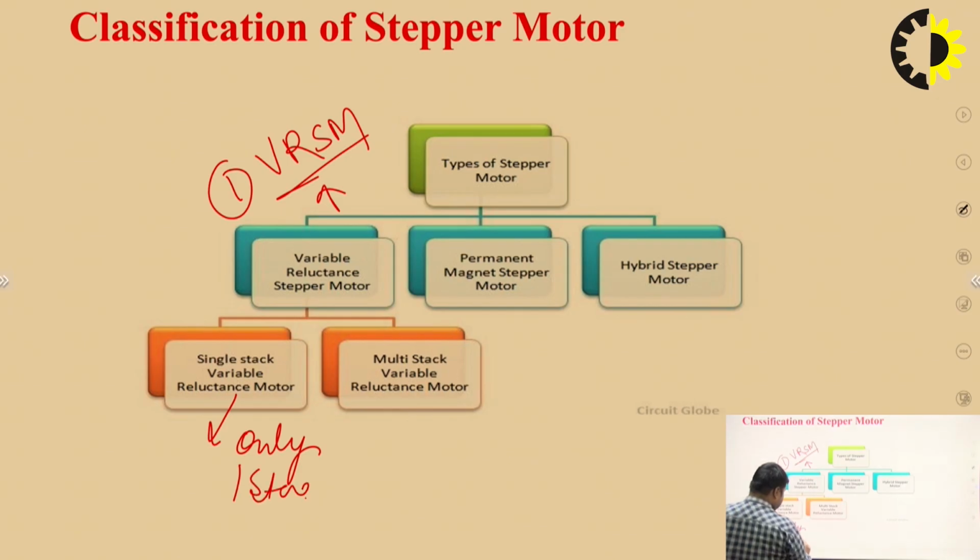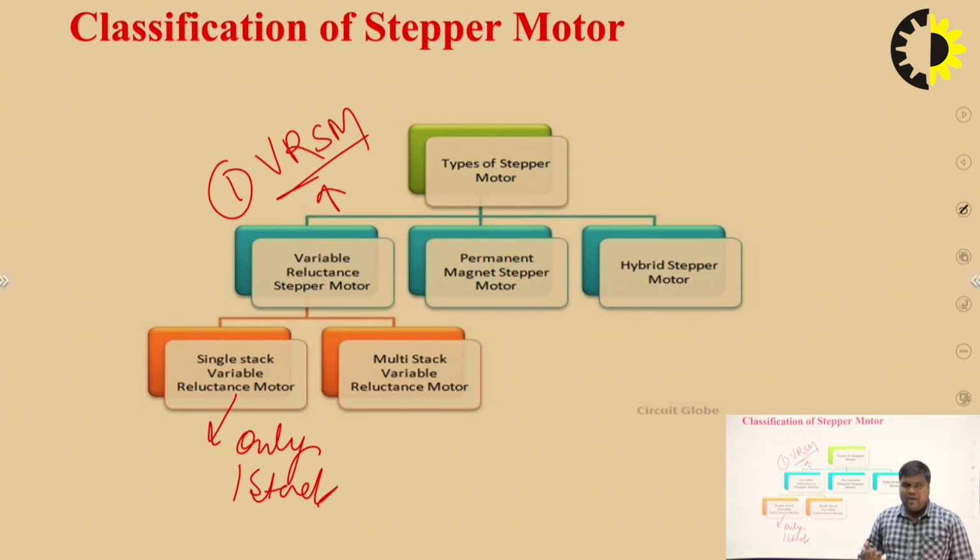Okay, and as we see the response of an electrical machine, we will see multiple stacks ranging from 1 to n. So 1 stack, 2 stack, 3 stack, 4 stack, up to the n stack.